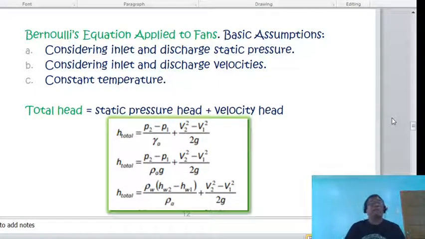We also have here the Bernoulli's equation applied to fans. The total head is equal to, in terms of pressure and velocity only, the change in pressure between the outlet and the inlet, plus the change in velocity square of the outlet and the inlet divided by 2g. These are now the equations, class. Or simply, the density of water multiplied by the change in height, that is the head water at point 2 and head water at 1, divided by the density of air, plus V sub 2 square minus V sub 1 square over 2g. That is Bernoulli's equation applied to fans.